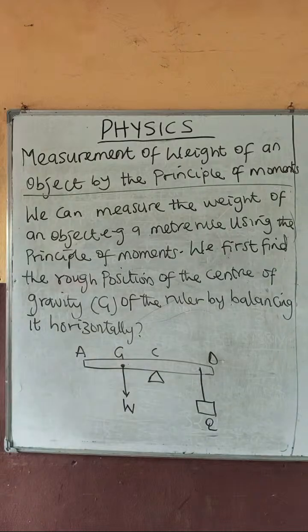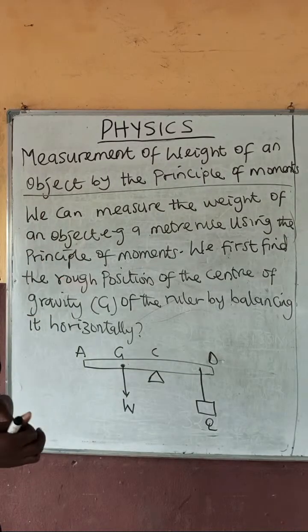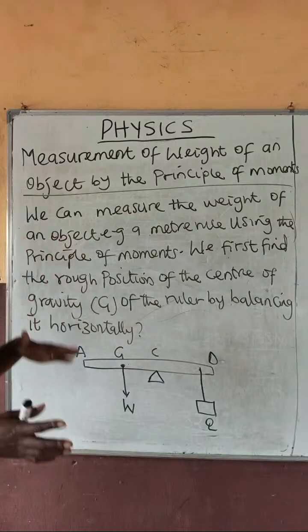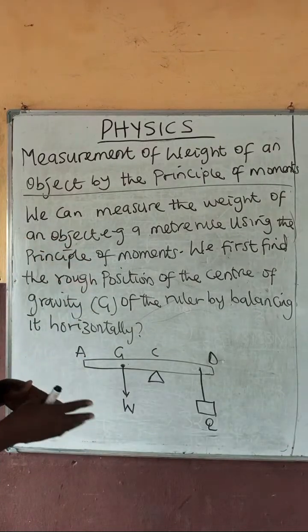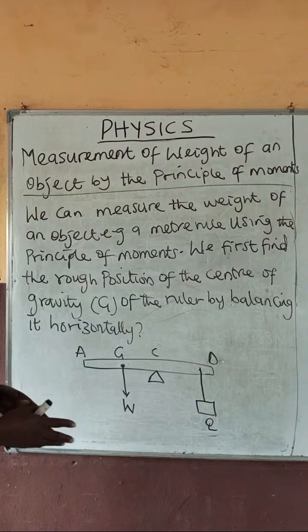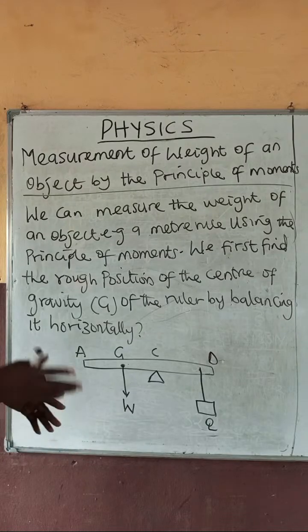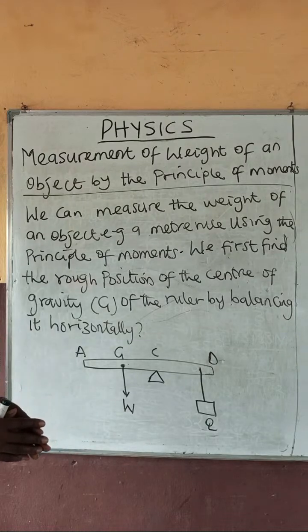All right, looking at measurement of weight of an object by the principle of moment. We want to use the principle of moment to measure the weight of an object. We can measure the weight of an object, for example a meter rule, using the principle of moment. We first find the rough position of the center of gravity, G, of the ruler by balancing it horizontally.